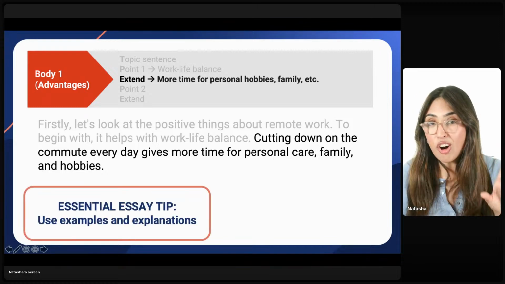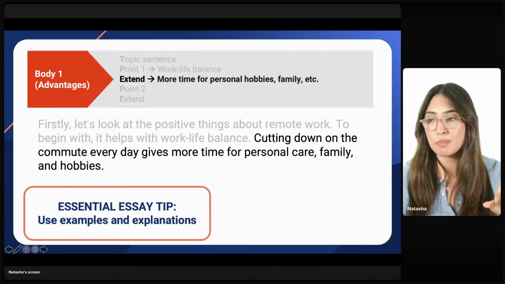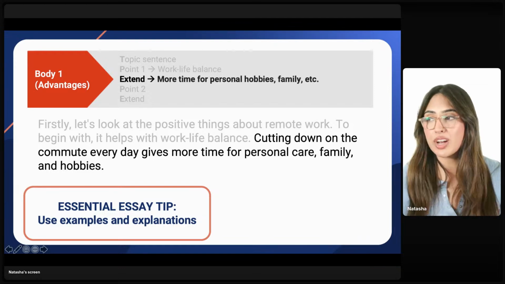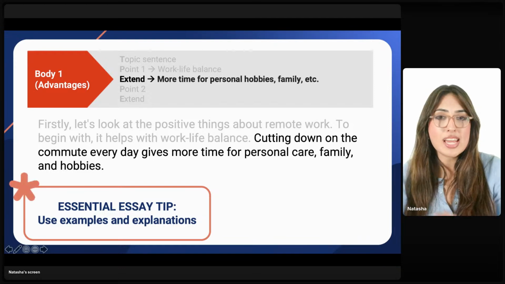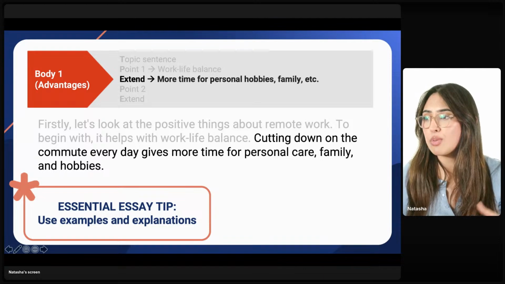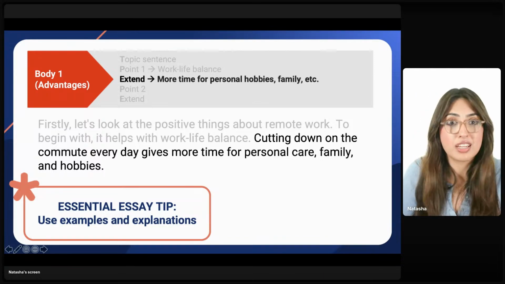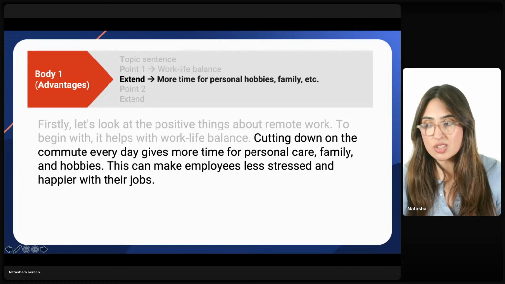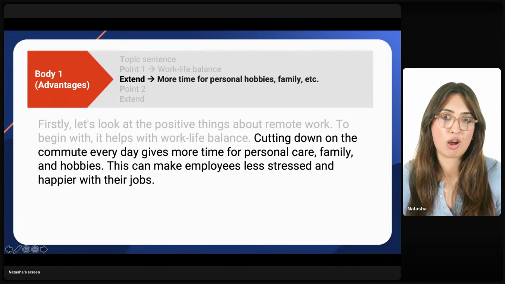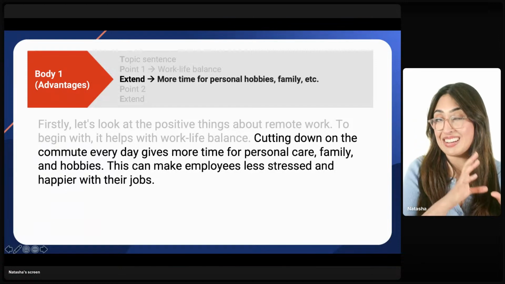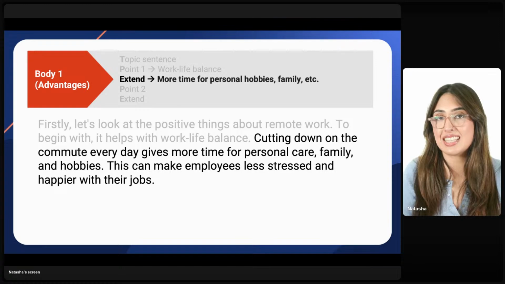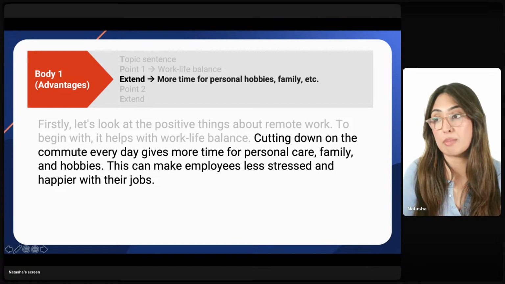Now, recalling our essential essay tip, it's really important that we use examples and explanations. We've done a great example here, but can we explain this further? Can we explain a benefit of this? This can make employees less stressed and happier with their jobs. So we've shown an advantage, we've shown an example, and then we've explained that example in depth by showing a benefit of it.